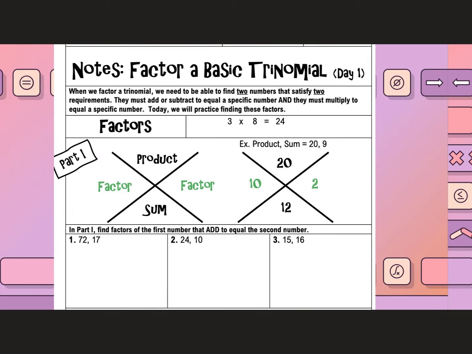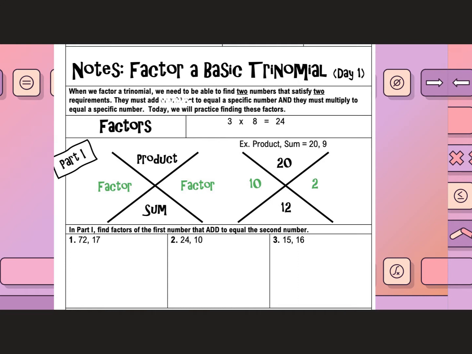All right, so in factoring a trinomial, we need to be able to find two numbers that satisfy two requirements. They must add to equal a specific number, and they must multiply to equal a specific number. Today we will practice finding these factors.